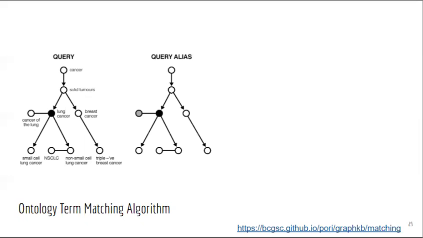The next step, the query alias step, involves expanding the previously matched vertices to include equivalent terms. This means following edges bidirectionally, such as deprecated or aliases or cross-references. And we can see that this has resulted in including the alias term cancer of the lung.